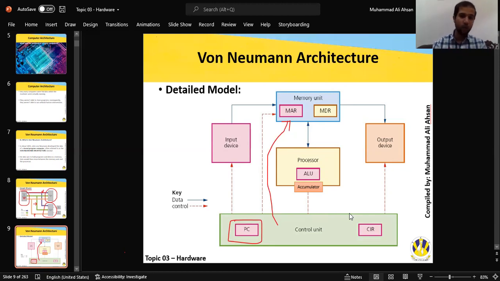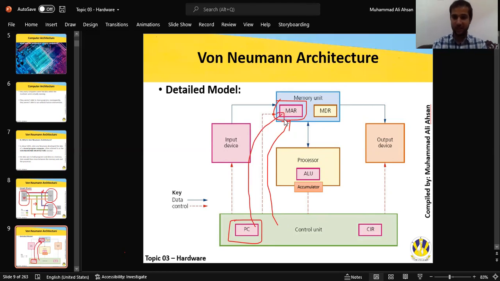So remember, whenever any unit of the computer architecture wants to share some data with some other unit, that unit does not share the data directly, but actually its register, which is this block, shares the data with the register of the other unit. So if the control unit wants to share some data with the memory unit, the register of the control unit, which is PC, is going to share the data with a register of the memory unit, that is MAR.